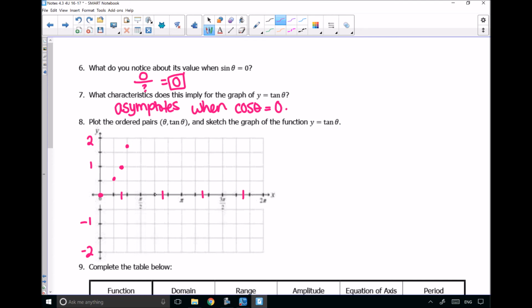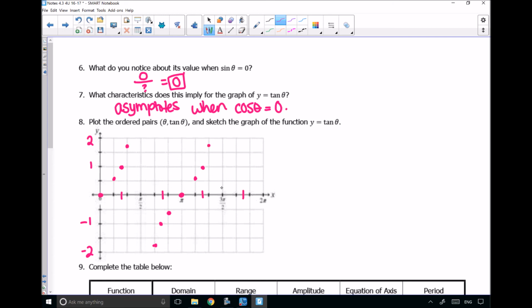So then when it's 2 pi over 3 right here, I know that it's going to be negative 1.73. When it's 3 pi over 4, I get negative 1. When it is 5 pi over 6, I get negative 0.58. And then when it's pi, we get 0. Okay? And then we're going to just keep repeating the process. So at 7 pi over 6, we get 0.58. At 5 pi over 4, we got 1. At 4 pi over 3, we got 1.73.